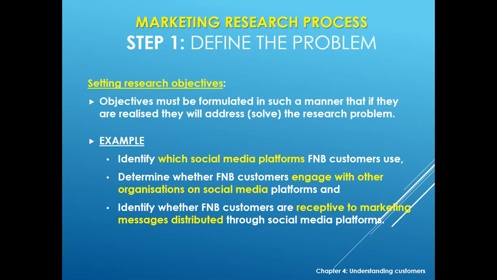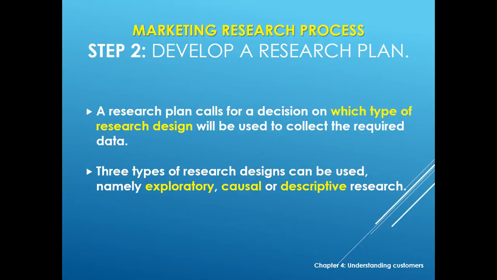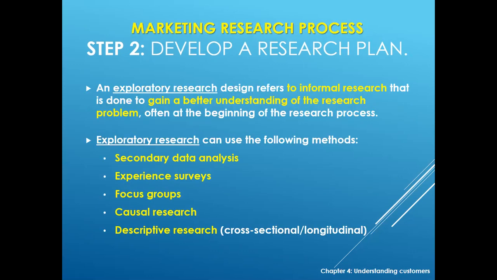So I think you get the idea of what, in this specific case, I set as very specific objectives by F&B. And if we go to the next step, then obviously is to develop a research plan. Right, so we've got the problem, we have identified what we want to achieve. How are we going to achieve it? There are different types of research designs. There are three specific research designs that are popularly used by researchers, and that is your exploratory, your causal, or your descriptive research.